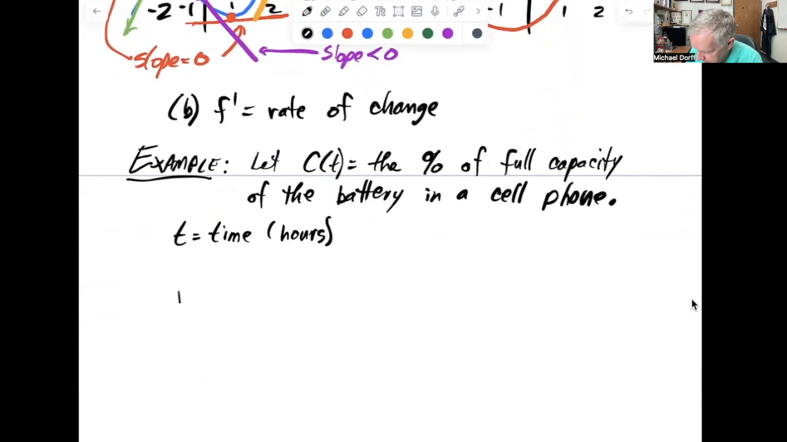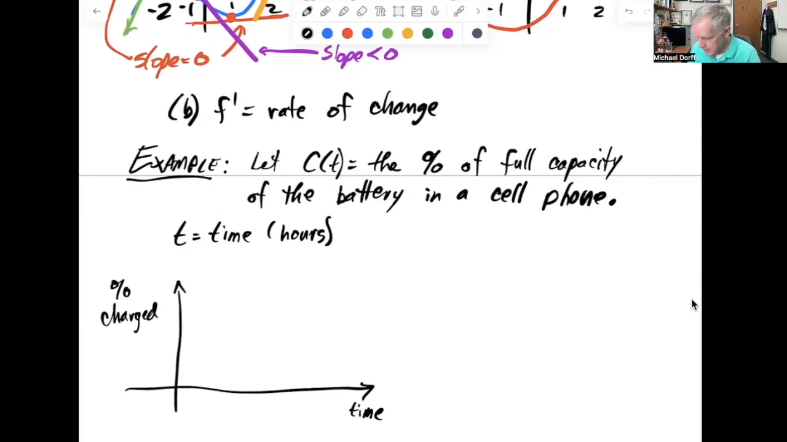So if I were to make a graph of that, where this represents time on the one axis, and this is percentage charged, and again, I'm looking at charging it over time.